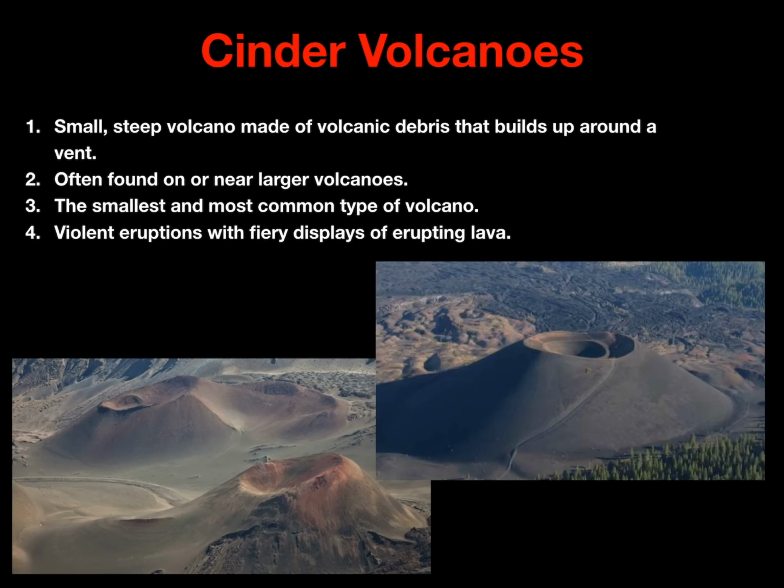Next, we have cinder volcanoes. These are small and steep, and they're made out of volcanic debris that builds up around the vent. So you can see these volcanoes look a little bit more like they're covered with dirt and ash, and that is what is happening. They're often found on or near a larger volcano. They're the smallest and the most common type of volcano, and they do have violent eruptions with fiery displays of lava. So these volcanoes are what you probably are picturing more when you think of a volcano erupting.